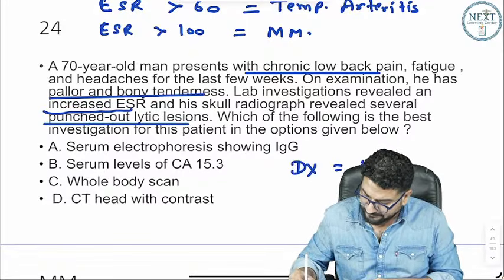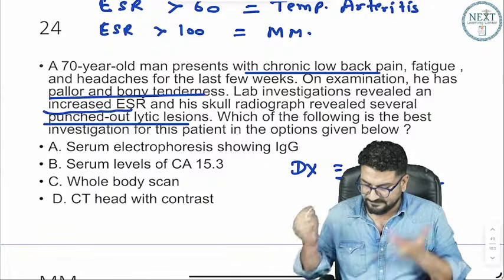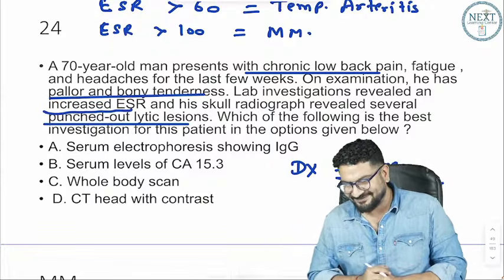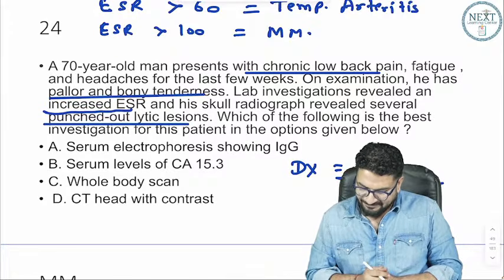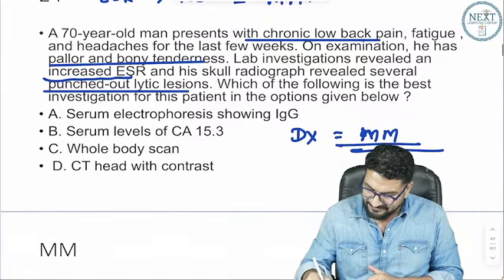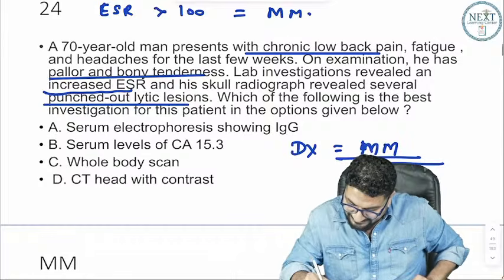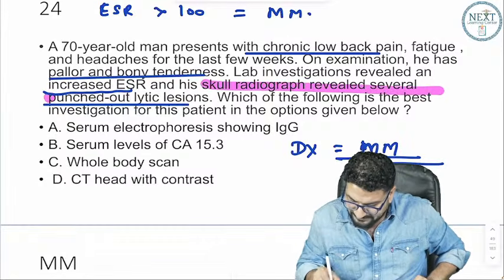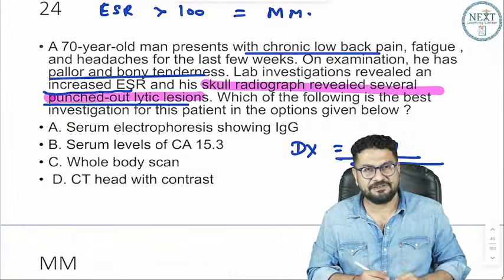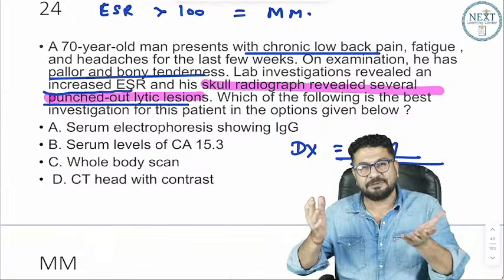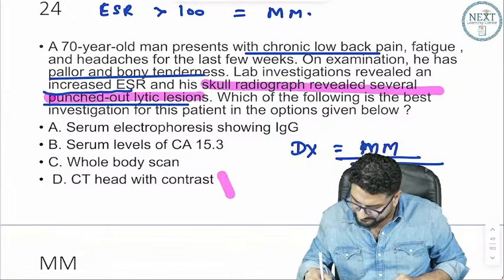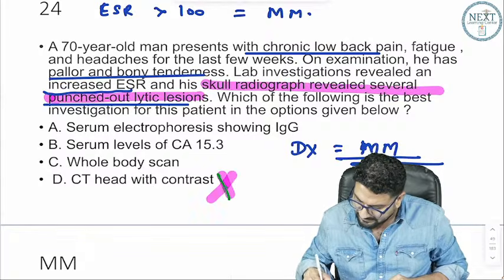So they are asking you what is the best test. The best test should be biopsy. Biopsy option. Now what will you do? Biopsy is not even the option. So CT head. Look at this. They are telling you skull radiograph is having punched out lesion, means skull X-ray is having a lytic lesion. With CT, you can see this lesion more prominent. When you can already see it on X-ray, is CT needed? No, CT is not needed.